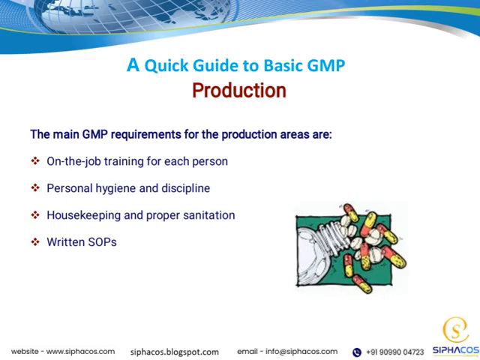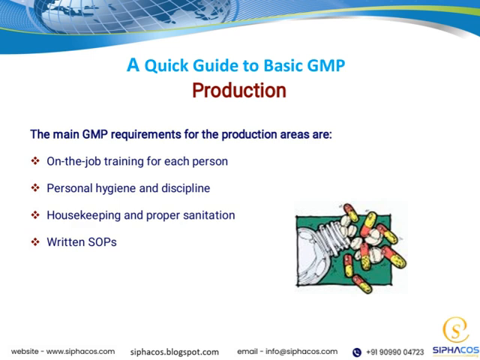Let's take a quick look at a basic guide to good manufacturing practices, or GMP. This is essential because it helps ensure that the products we develop are safe, effective, and of high quality. First, GMP emphasizes the importance of maintaining a clean and controlled environment in the manufacturing area. This means regular cleaning, proper sanitation, and controlling contaminants.